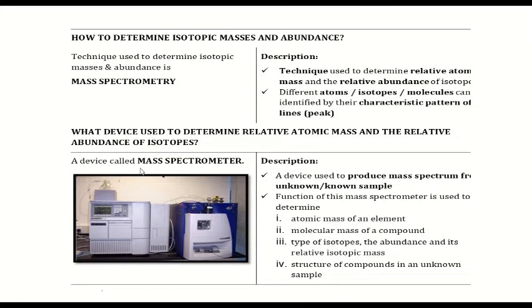So, cara apa? Untuk produce this mass spectrum of each isotope, kita gunakan mass spectrometer. Mass spectrometer adalah sejenis device used to produce mass spectrum from unknown ataupun known sample. The function of this mass spectrometer is used to determine atomic mass of an element, molecular mass of a compound, type of isotope, the abundance and its relative isotopic mass, and also structure of compounds in an unknown sample. So make sure you remember the significance of this mass spectrometer.